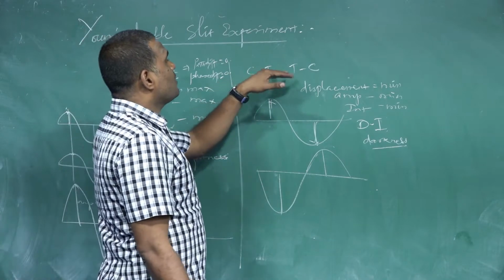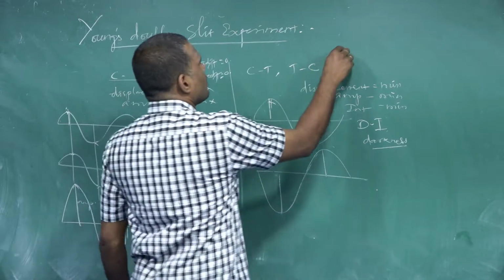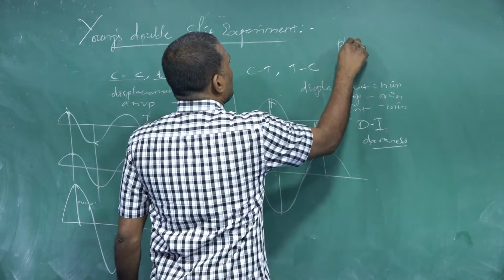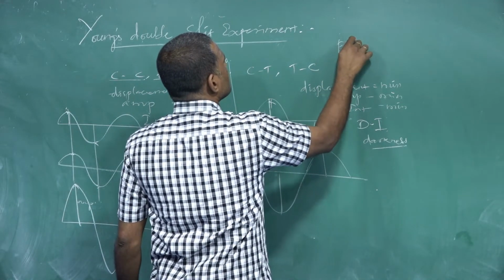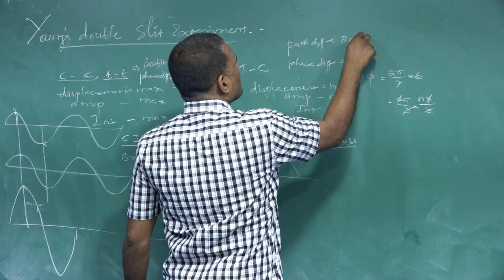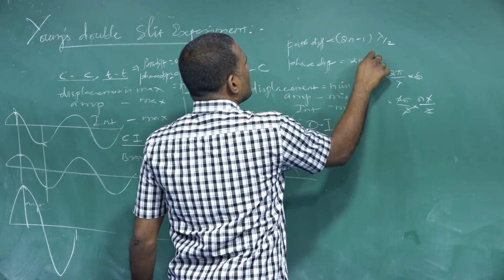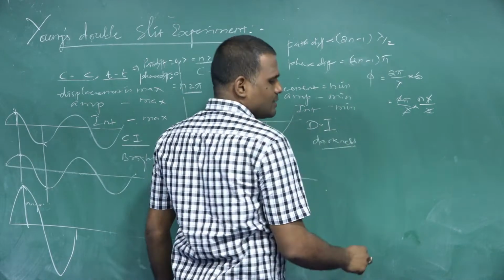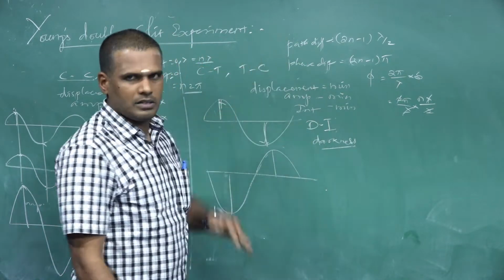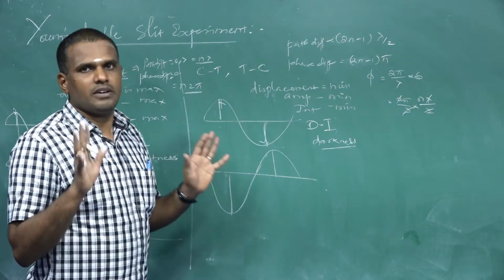When a crest of one wave meets the trough of the other, they are said to be out of phase. Path difference is odd integral multiples of lambda by 2. You must write (2n minus 1) lambda by 2. So the phase difference is (2n minus 1) into pi. This is the condition for darkness. This one is the condition for brightness. These ideas must be clear first.